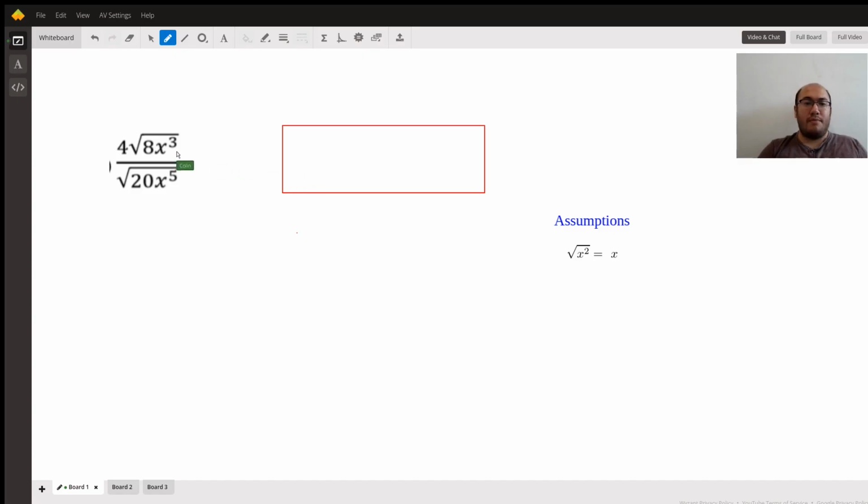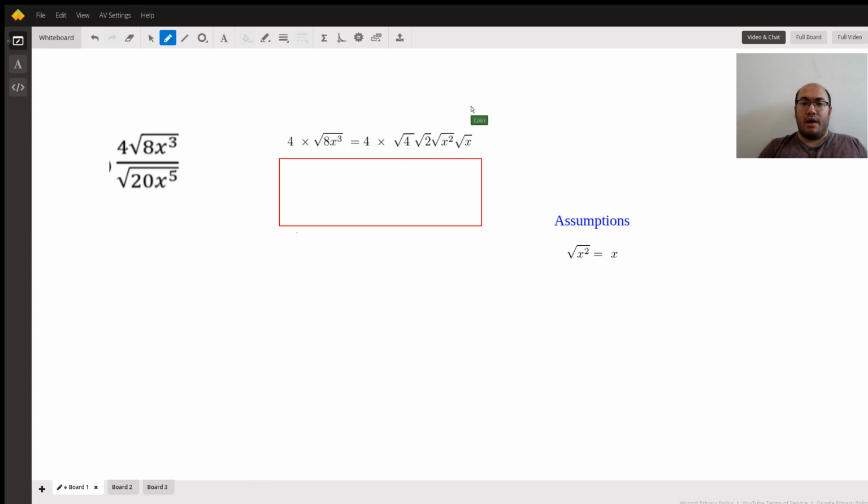So let's start with the top part of that fraction. I've got my 4 on the outside. On the inside, I've got 8x to the third. I'm actually going to split this up like you see here on my screen. So I have that 4 in the front, but I split up the part underneath the square root. I split it up into, instead of 8, the square root of 4 times the square root of 2. Instead of x to the third, I have the square root of x squared and the square root of x.